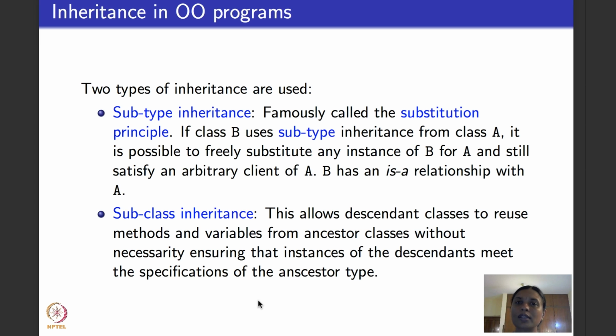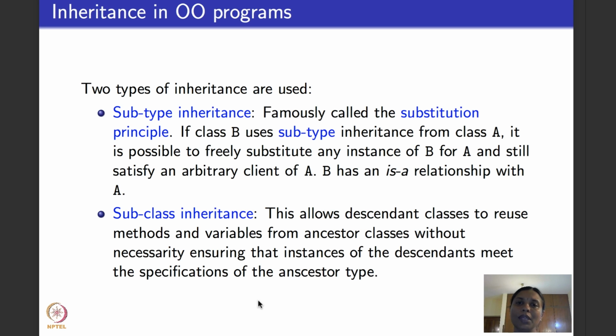So there are two kinds of inheritance. One is called subtype inheritance. This is famously called the substitution principle, invented by the computer scientist Barbara Liskov, who subsequently won the Turing Award for this. So we say a particular class, let's say class B, uses subtype inheritance from class A if it's possible to freely substitute any instance of B for A and still satisfy an arbitrary client for class A.